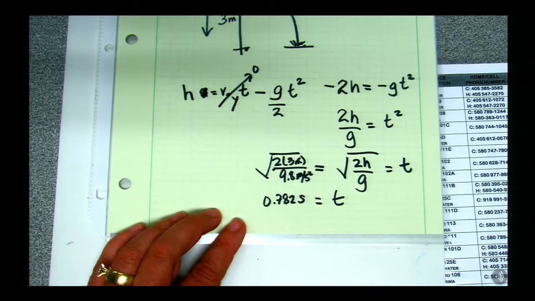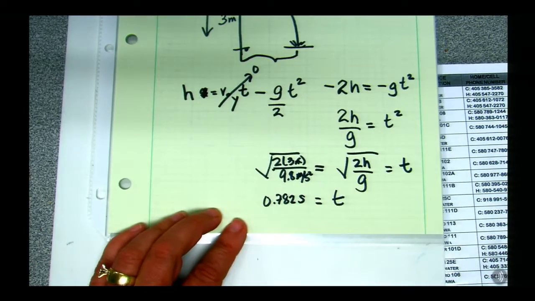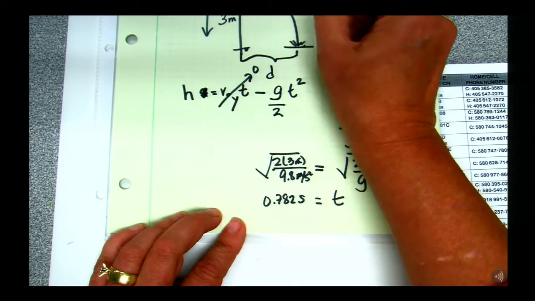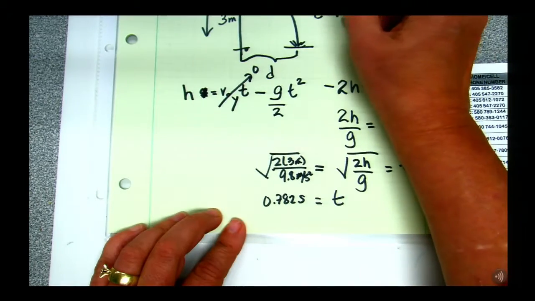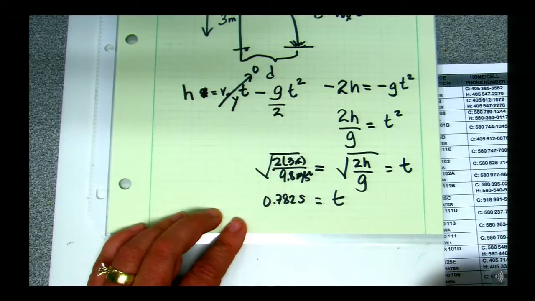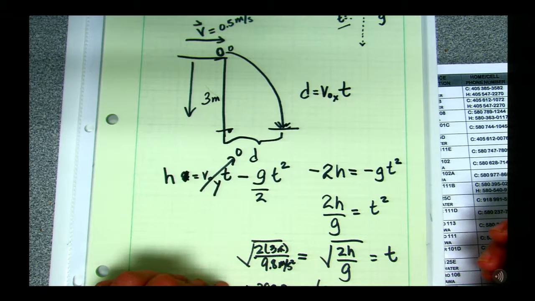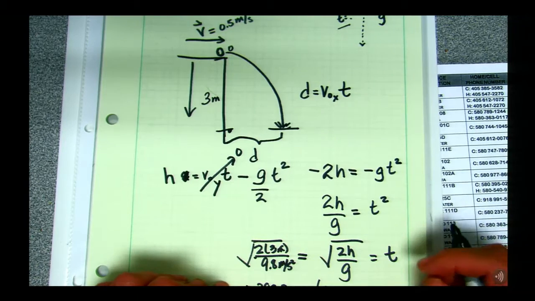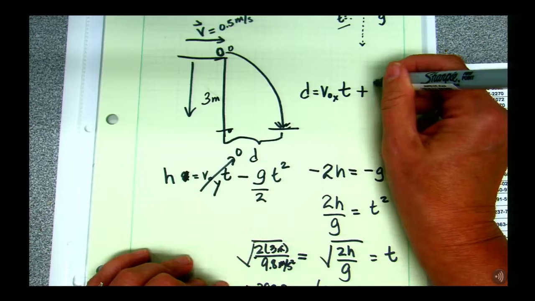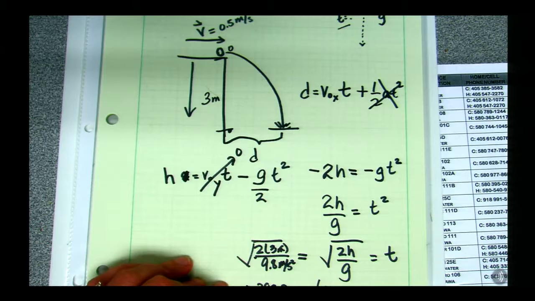But if I want to find this distance from the bottom, we're going to call that d. D is going to equal my initial velocity in the x direction times time. But guess what? There's no acceleration in the x direction. These are independent variables. So if I do this 1/2 at squared, that part of the equation doesn't come into play because I don't have any acceleration in the x direction.